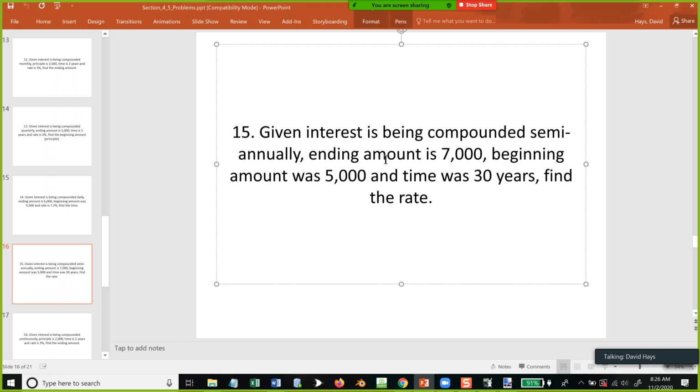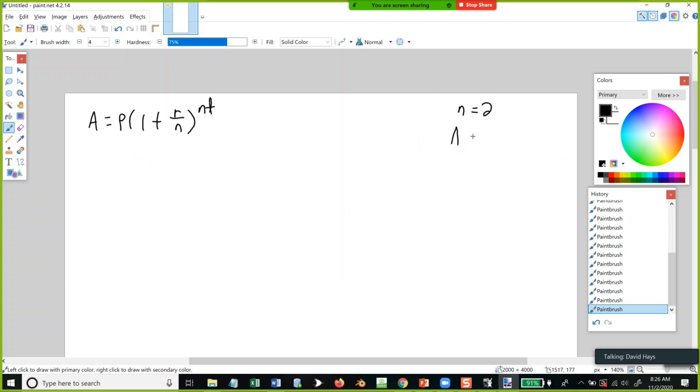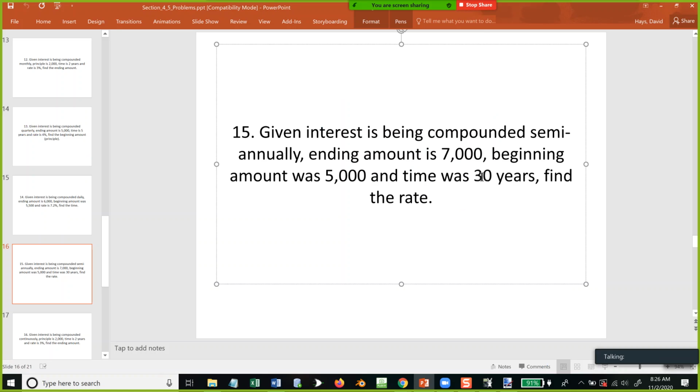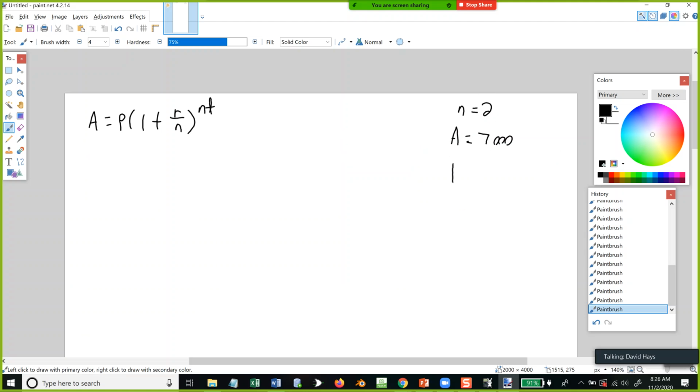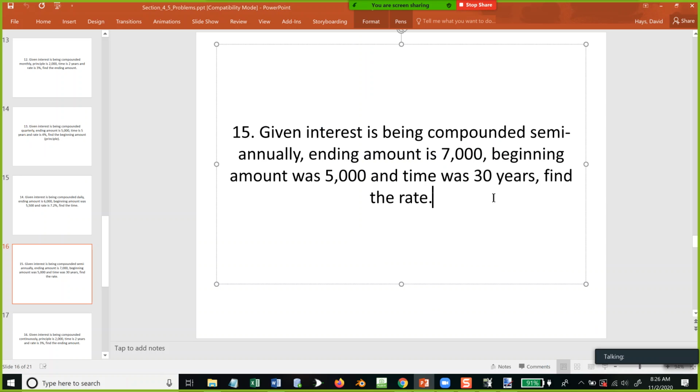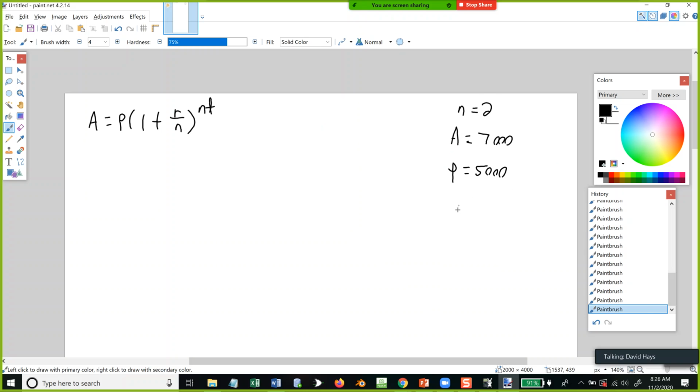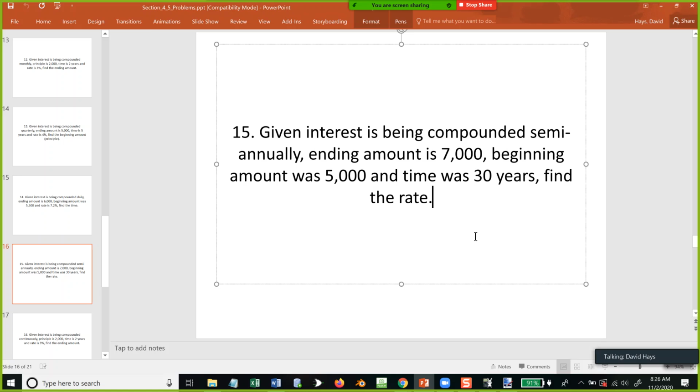Okay. Ending amount is 7,000, so A is 7,000. Beginning amount is 5,000, so P is 5,000. And time was 30 years. And we want to find out what the rate is.